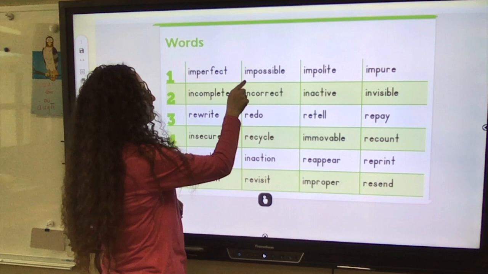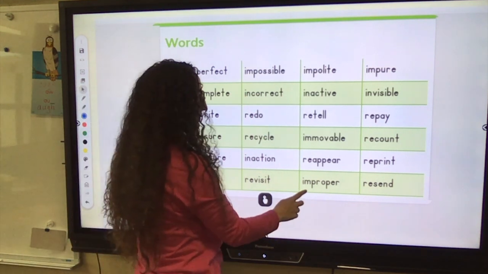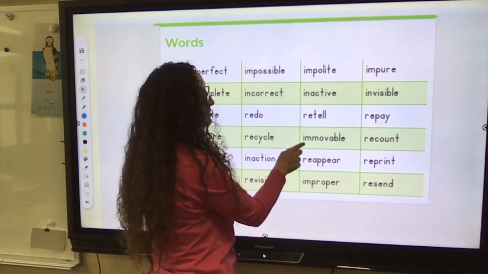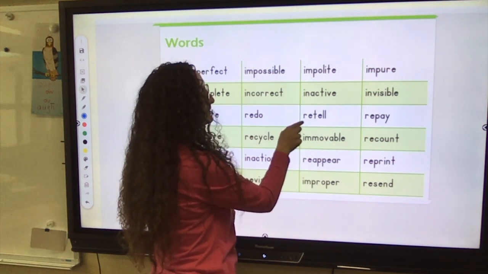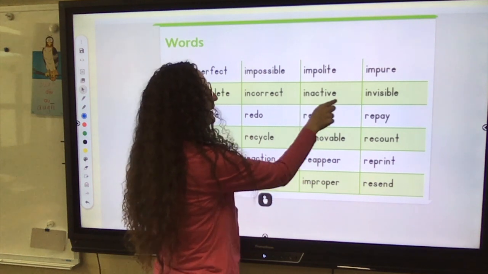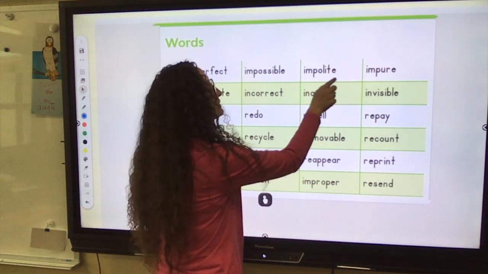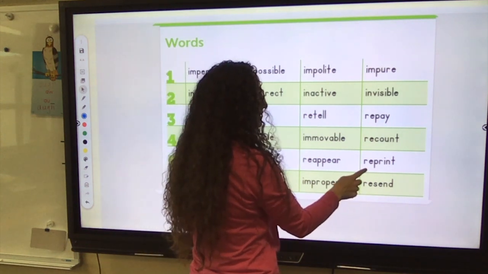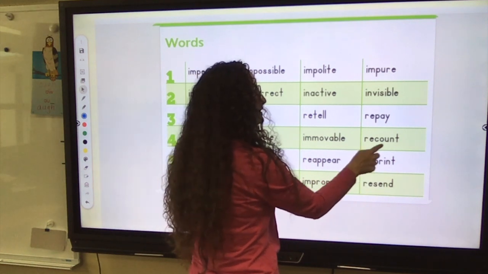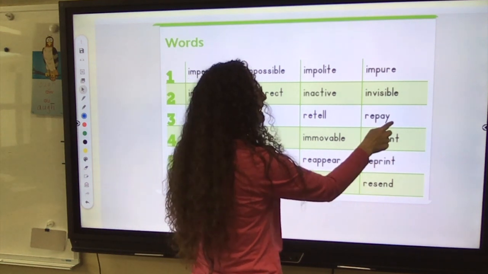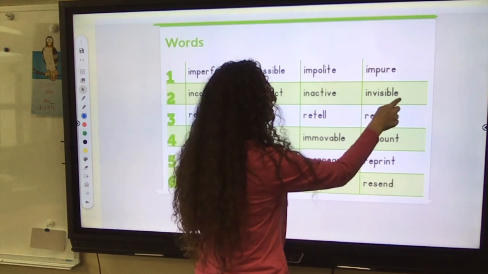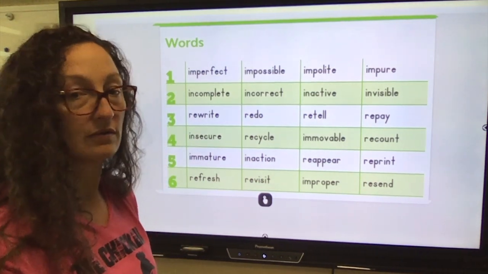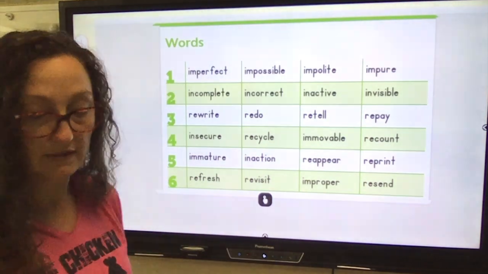incorrect, impossible, improper, reappear, immovable, retell, inactive, impolite, resend, reprint, recount, repay, invisible, impure. All right, did you get all those? That's a lot, I know. Okie dokie.